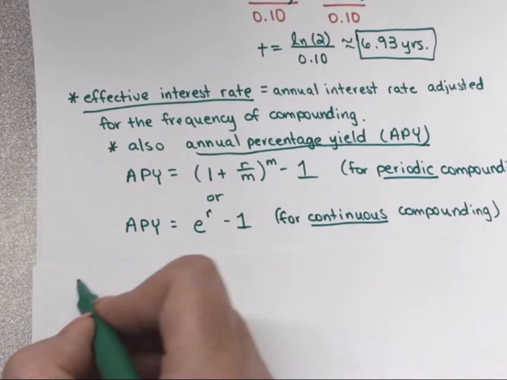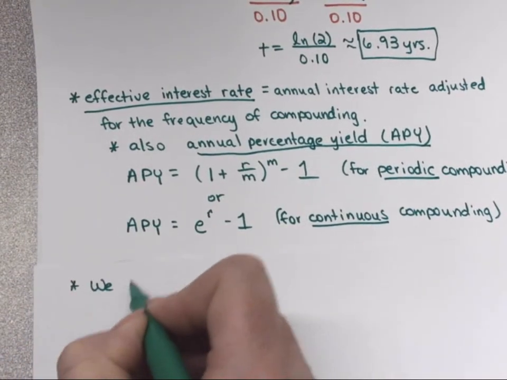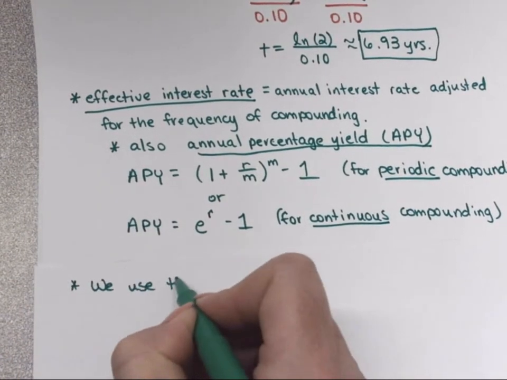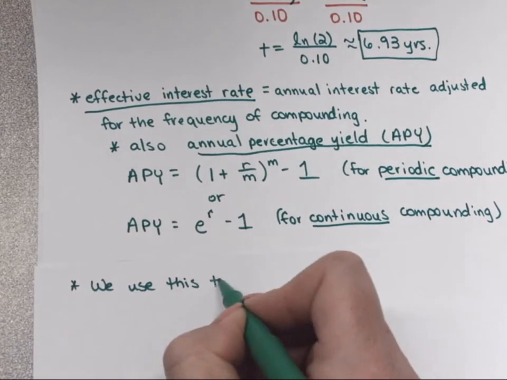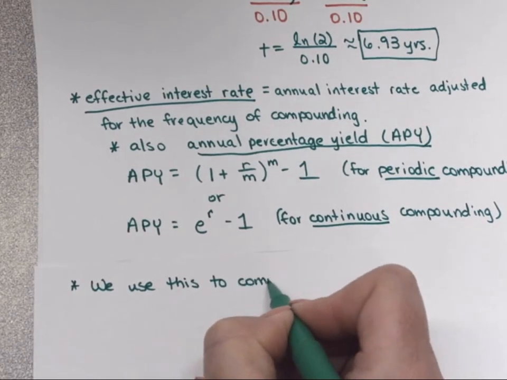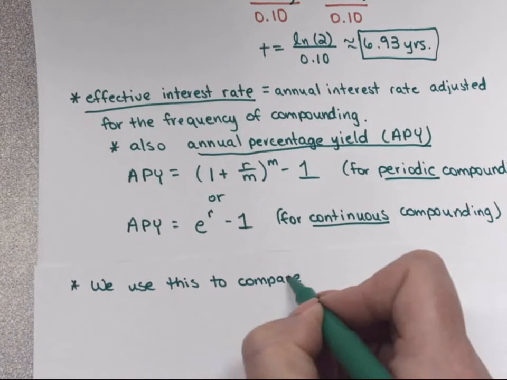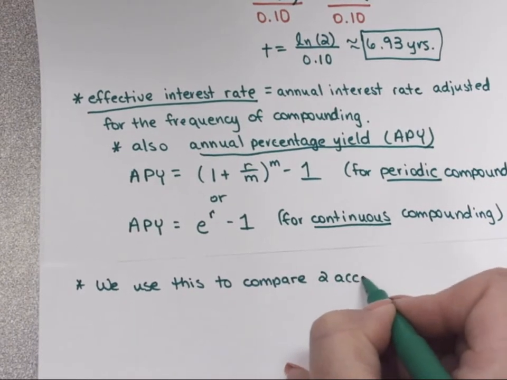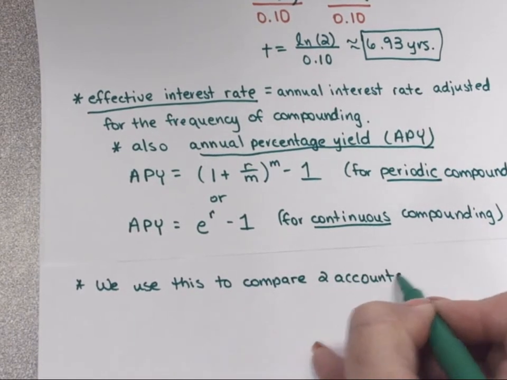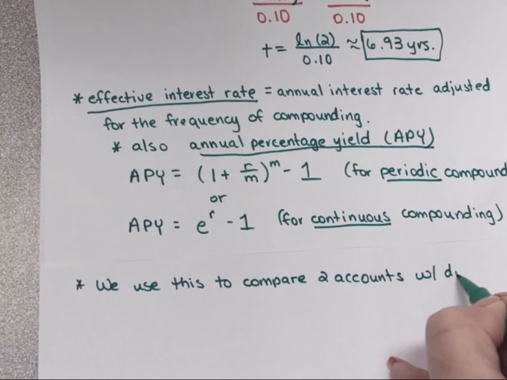So, and again, let's just write down what we use this for. We use this to compare two accounts, usually with different compounding frequencies.